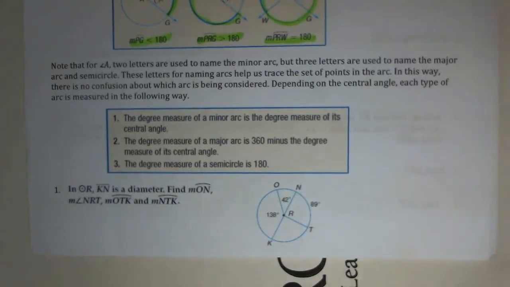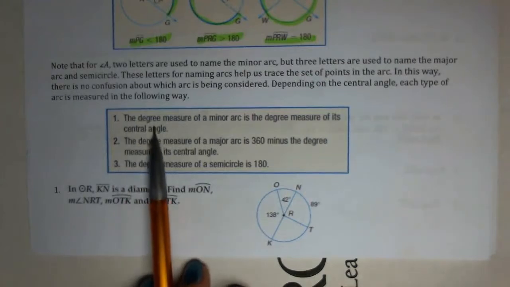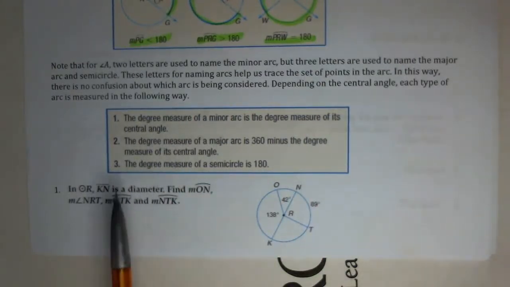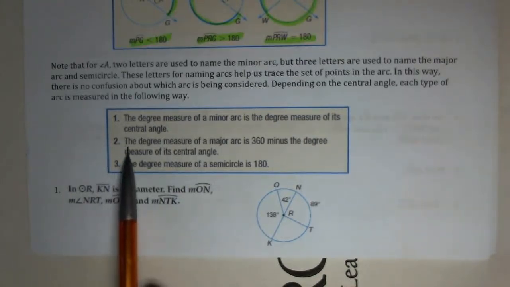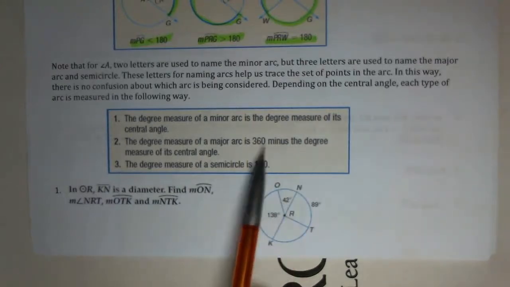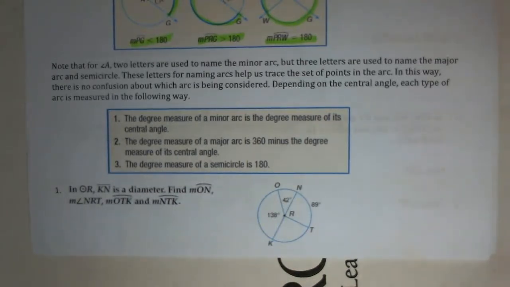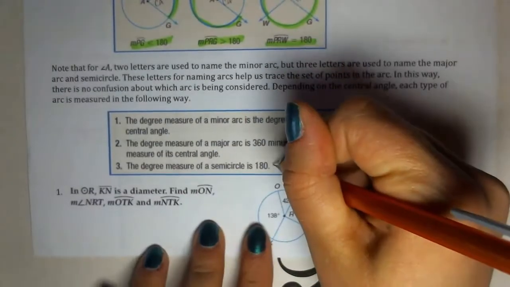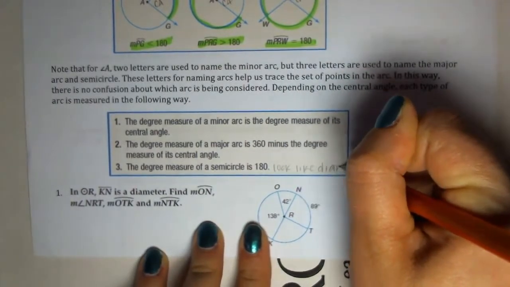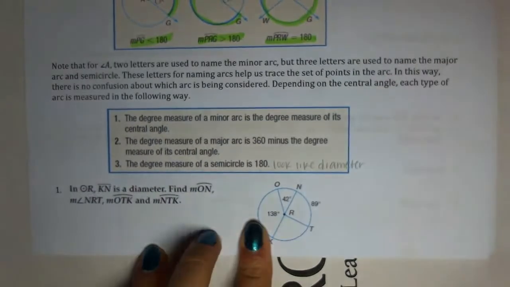Depending on the central angle, each type of arc is measured in the following way. One, the degree measure of a minor arc is the degree measure of its central angle. Two, the degree measure of a major arc is 360 minus the degree of its central angle. And lastly, three, the degree measure of a semicircle is 180. Remember, semicircles look like a diameter. It's a straight across line.